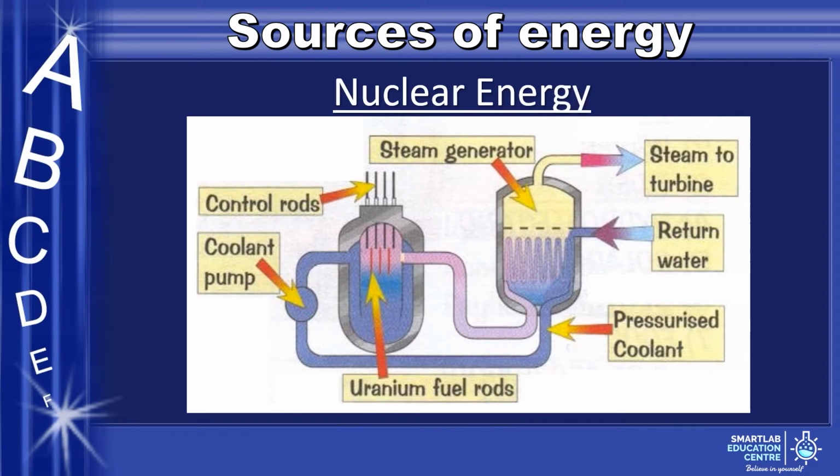Next, we have nuclear energy. As seen in the diagram, it uses uranium fuel rods, which emit alpha particles. These reactions emit heat, which heats the water and turns them into steam, which can turn the turbine by converting its energy into kinetic energy.